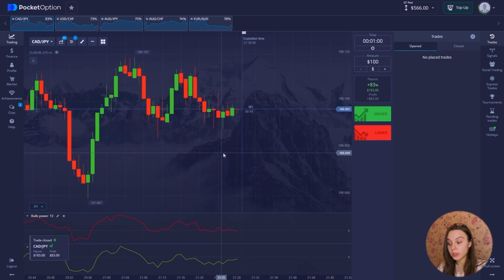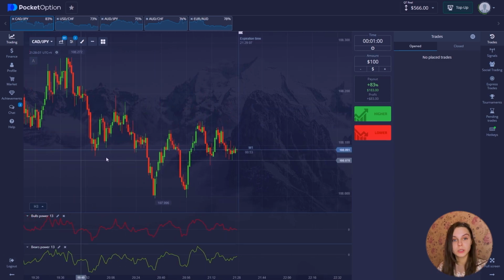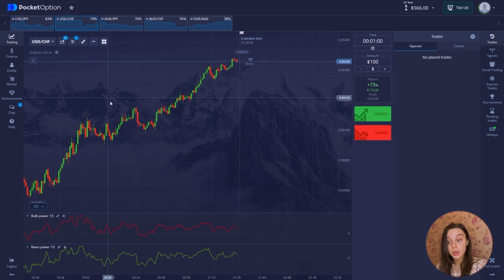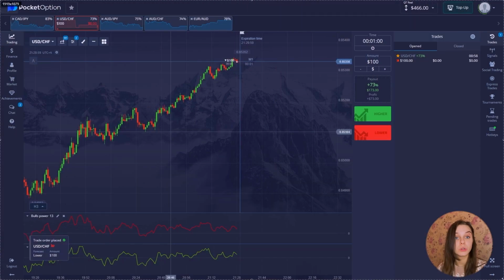So this trade is also closed in plus with $83. Congratulations. And now our balance is $566. Good. Meanwhile, we will quickly move to the next currency pair. Here we are again on our second currency pair, and we open a downward trade.